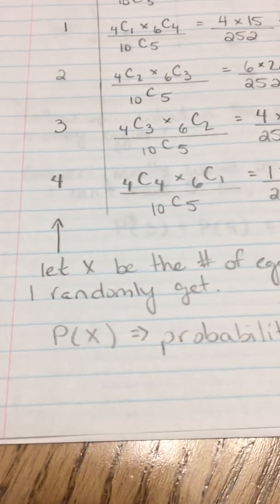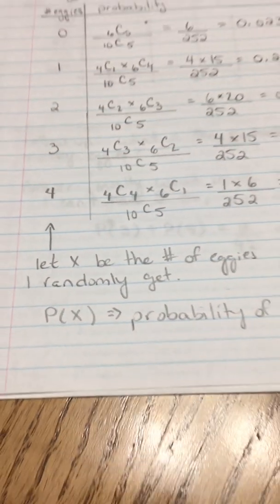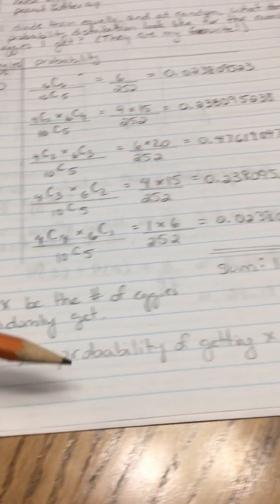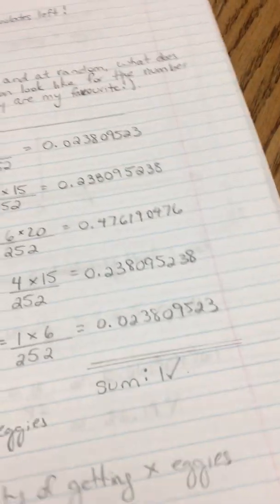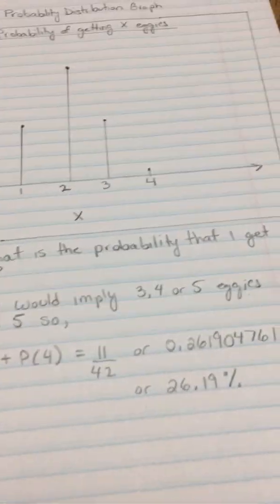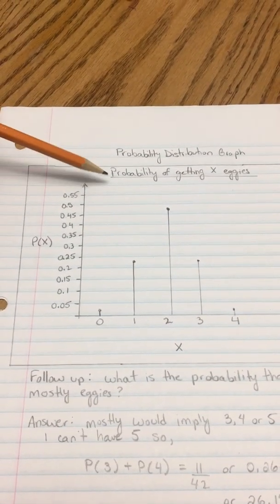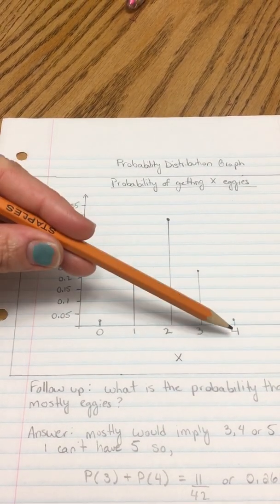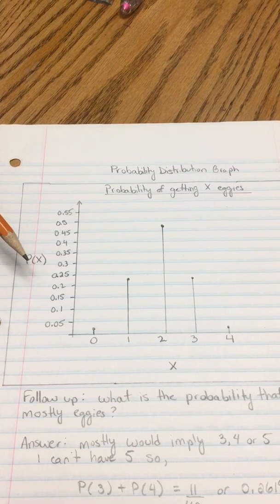So we're going to let capital X be the number of Eggies that I randomly get. So that means that P(X), or the probability of the event we're going to talk about, is the probability of getting X Eggies. So our probability distribution then would look like this. So the probability of getting X Eggies, we're either getting 0, 1, 2, 3, or 4, where X is the number of Eggies we're getting, and then we had to work out our probabilities.